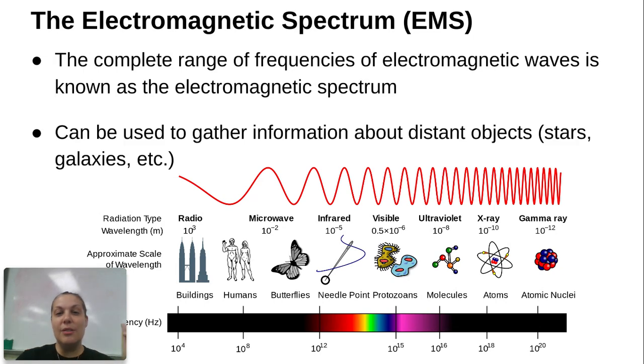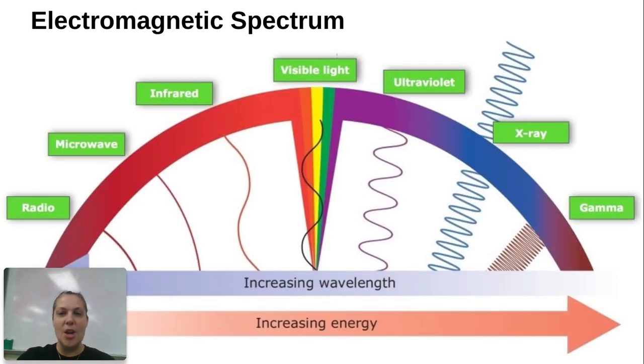So we use this to gather information about distant objects, such as stars, galaxies. We can see the rate that things are moving. We can see if they're moving towards us, away from us. And we can also, based on the different frequencies that we gather, determine what different stars and galaxies are made of. So let's get into the notes.